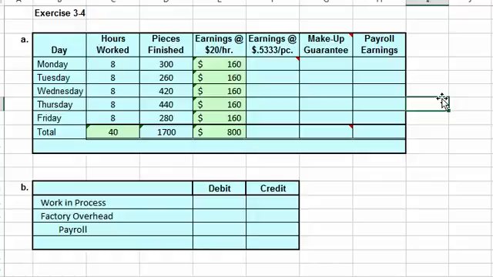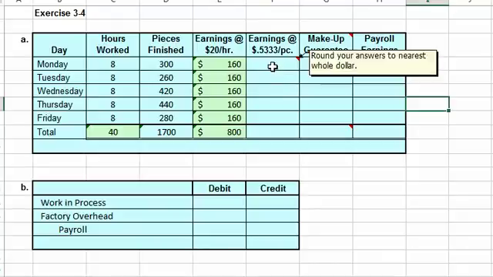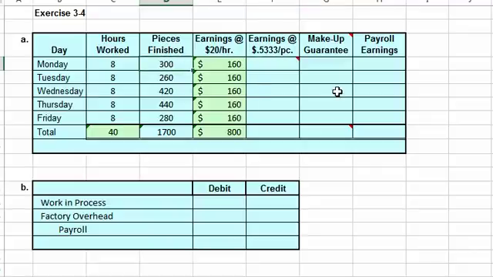Now, for each day that Susie was over 300 units, she's going to receive an extra 53 cents, a little more than 53.33 cents per piece. Okay, well, she hit 300 exactly on Monday. She was under on Tuesday. Now, if she's under, part of this 160 is going to be allocated to makeup guarantee. Really, it's just we're paying her $20 an hour for hitting the 300. So if she's under the 300, part of that pay is going to be considered factory overhead. Okay, so she was under by 40 units.